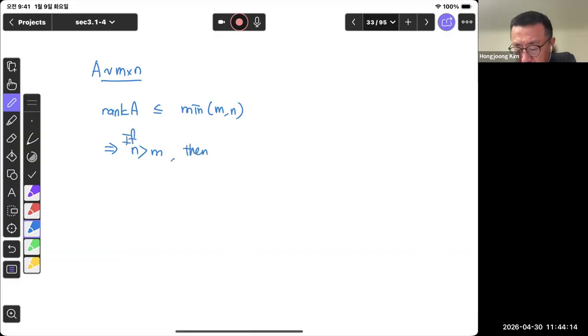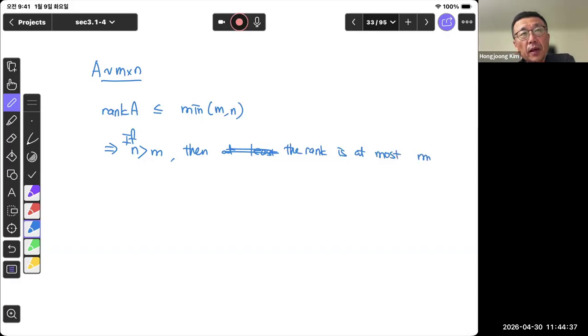then the rank will be at most m in that case. And that means I can eliminate n minus m columns. They are redundant. The information carried by those n minus m columns will be redundant.